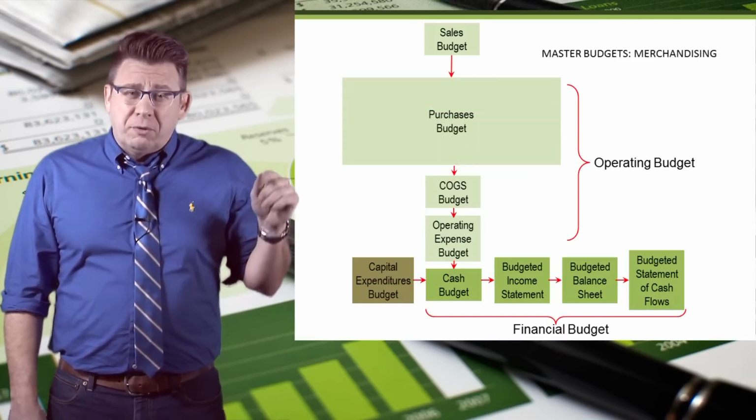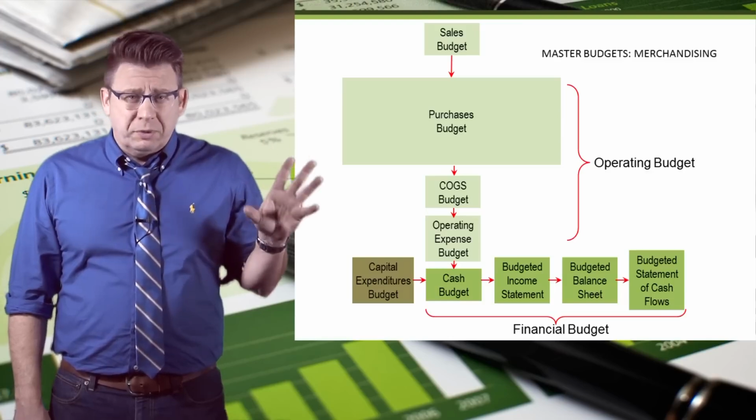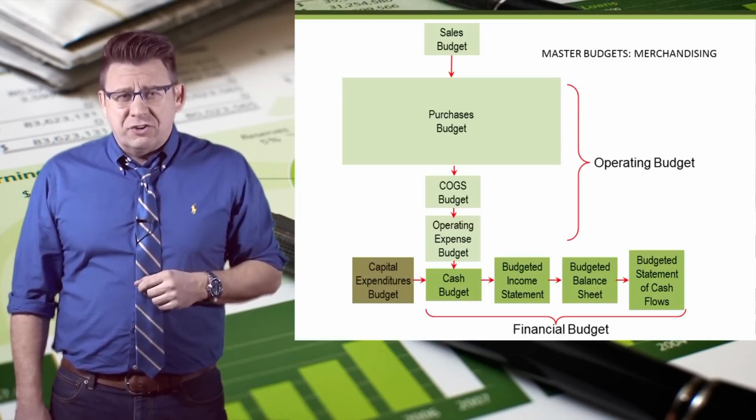A master budget for a merchandiser is shown here. You can see that the purchases budget replaces many of the manufacturing budgets.